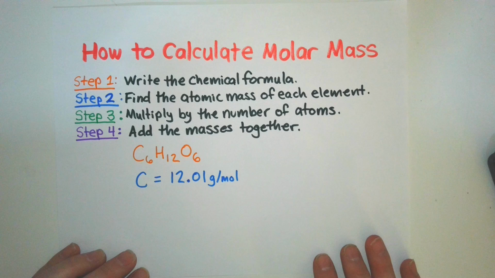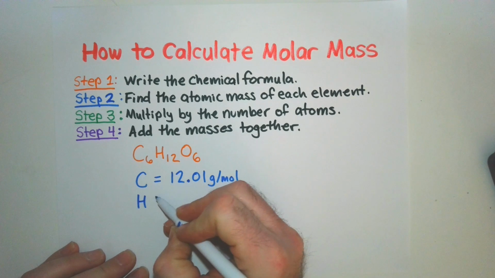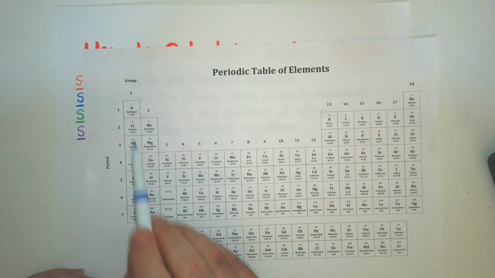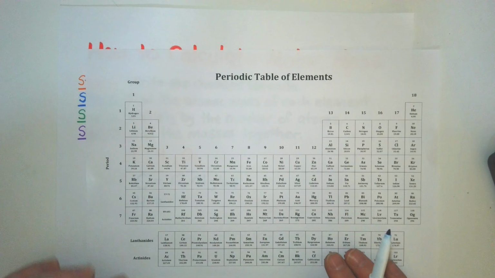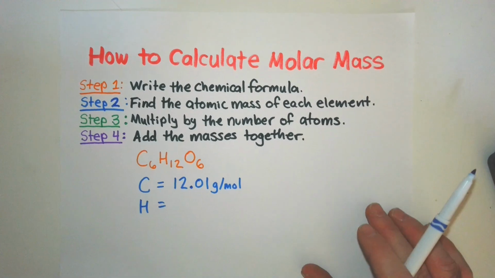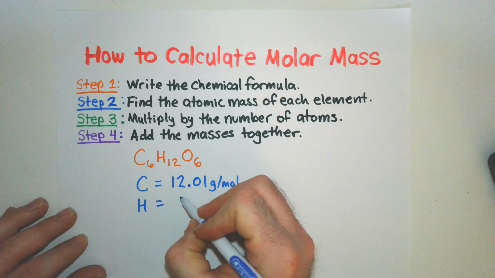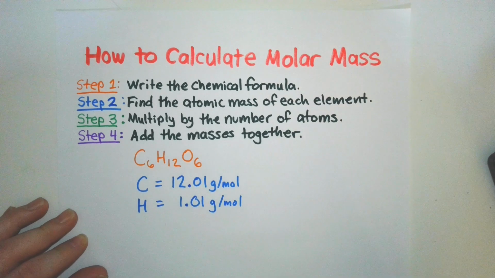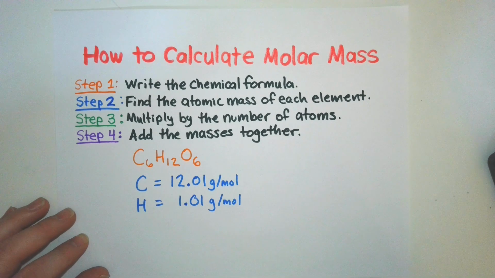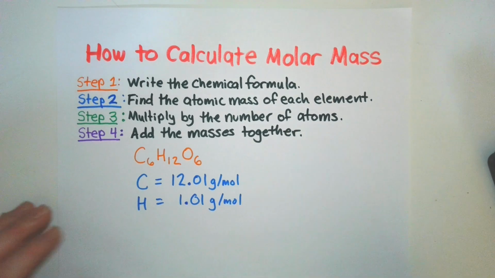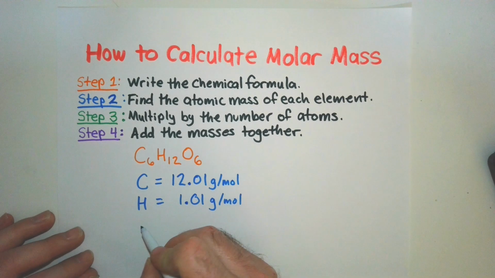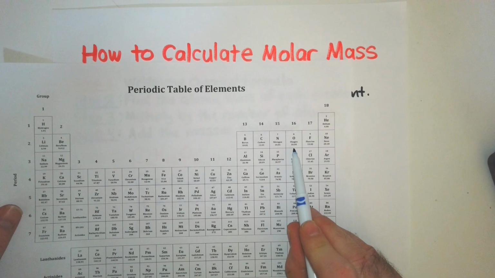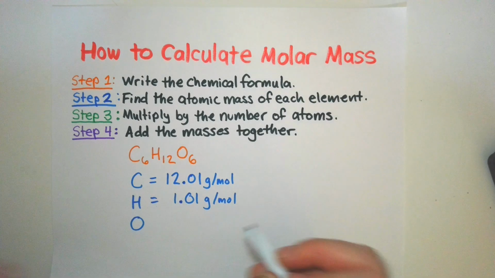Next, we're going to do the same thing for hydrogen. We look at the periodic table for hydrogen. It is right here. We'll see that the atomic mass of that is 1.01 grams per mole. Your periodic table might be slightly different because they have a tendency to vary in how many decimal places you're using. And for oxygen, which is a nonmetal, it's located right here, and that's 16 grams per mole.